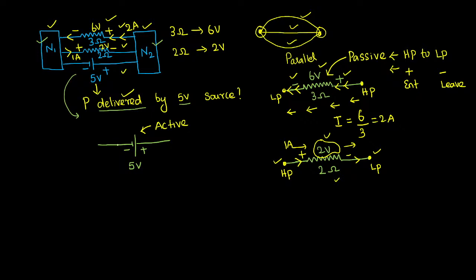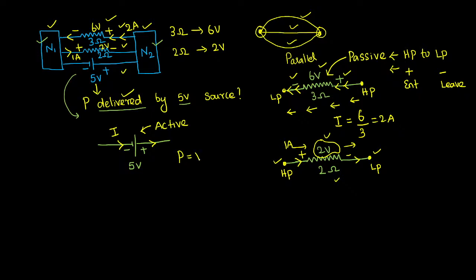If a source is delivering the power, then for that source the current entering point should be minus and the leaving point should be plus. That is the next clue. Yes, sir. So I figured out the direction of the current for the battery. Our next target is to find out the power value for the voltage source.